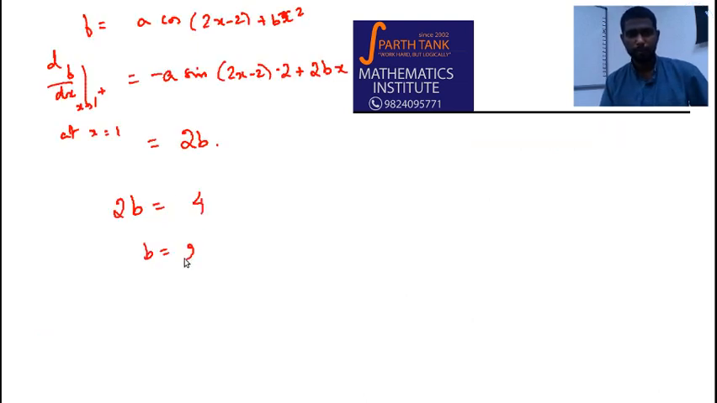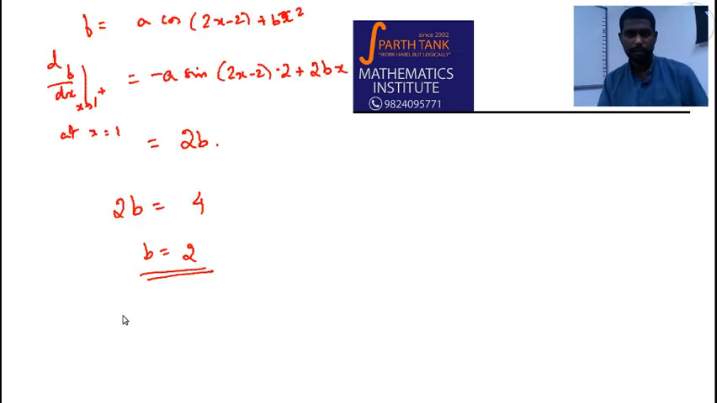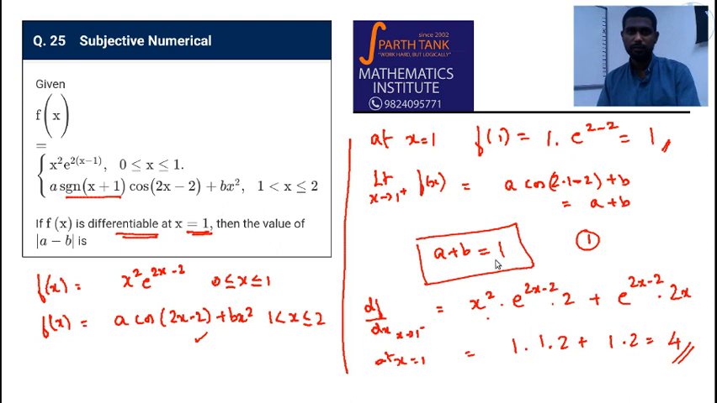So b should be 2, and substituting 2 in the first one, I get a plus 2 is 1 or a is minus 1. And they are asking us what is the absolute value of mod difference of a and b. It is minus 1 minus 2, that is mod of minus 3 or 3. So the answer is 3 for this function.